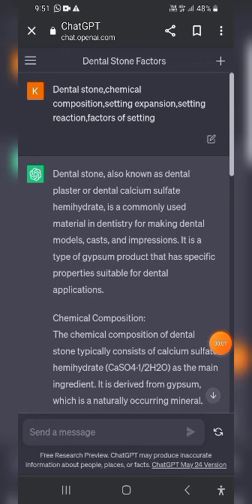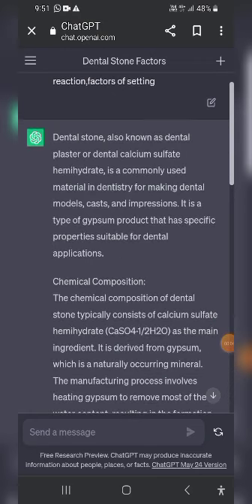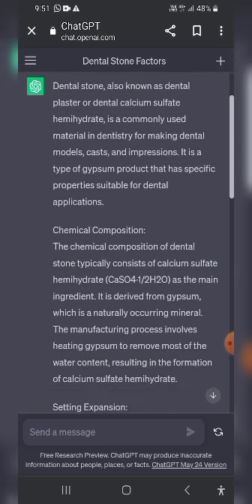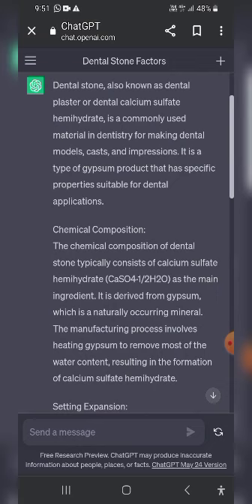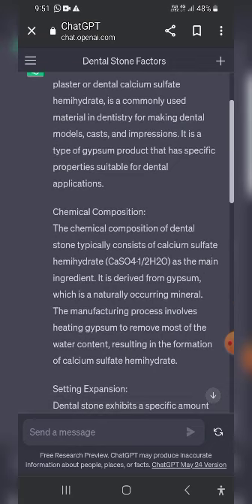Next, the dental stone: chemical composition, setting expansion, setting reaction, and factors of setting. Dental stone, also known as dental plaster or dental calcium sulfate hemihydrate, is a commonly used material in dentistry for making dental models, casts, and impressions. It is a type of gypsum product that has specific properties suitable for dental applications.